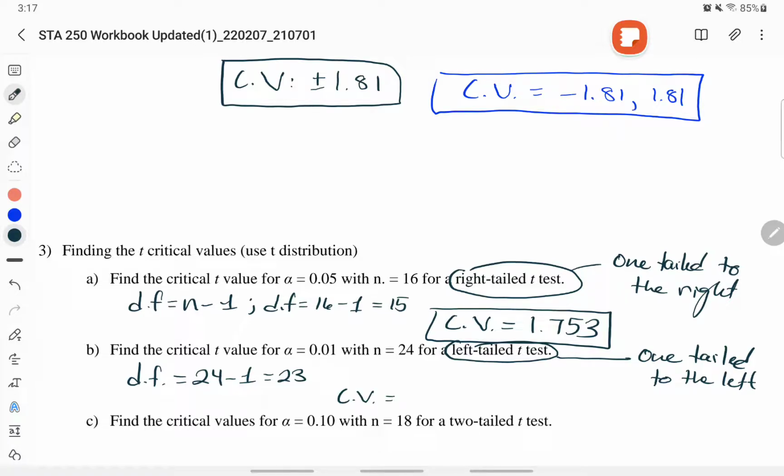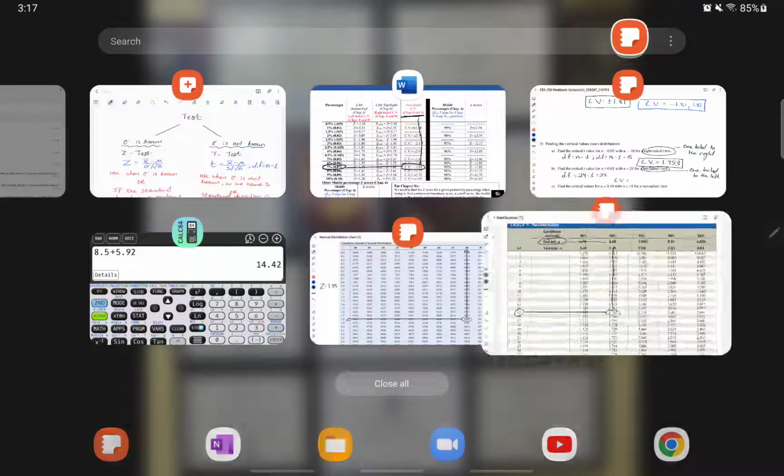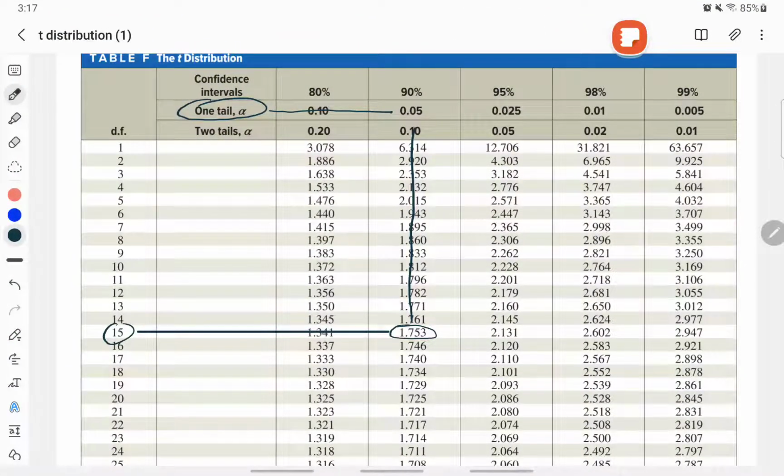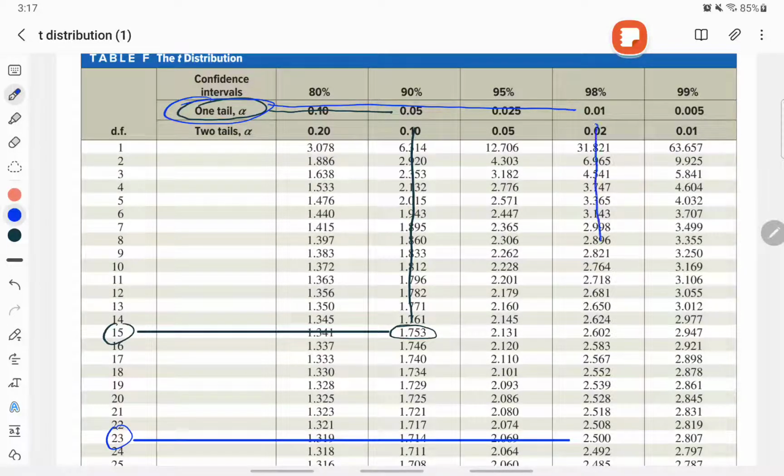Let's find our critical value. But remember, this is a left-tailed test. So it's one tail. I'm going to keep it in blue, but one-tailed. The alpha level is 0.01. My degrees of freedom is 23. And as you can look here, we have the number 2.500.